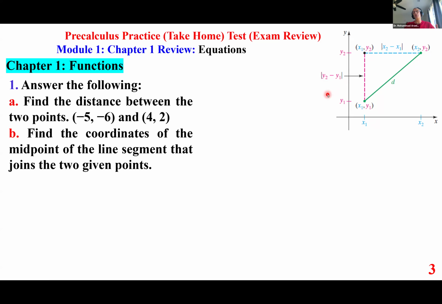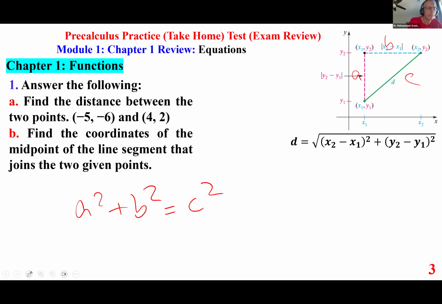So as you can see, the Pythagorean theorem applies. A squared plus b squared equals c squared. Let's say A, let's say B, let's say C. A squared plus B squared equals C squared. If you want C, it is the square root of the other ones. Therefore, the distance D becomes the square root of x sub 2 minus x sub 1 quantity squared plus y sub 2 minus y sub 1 quantity squared. It doesn't matter which one you write first, because when you square them, they become the same.